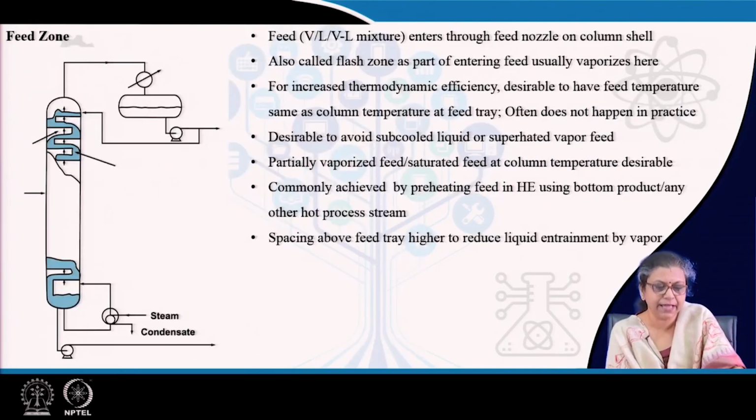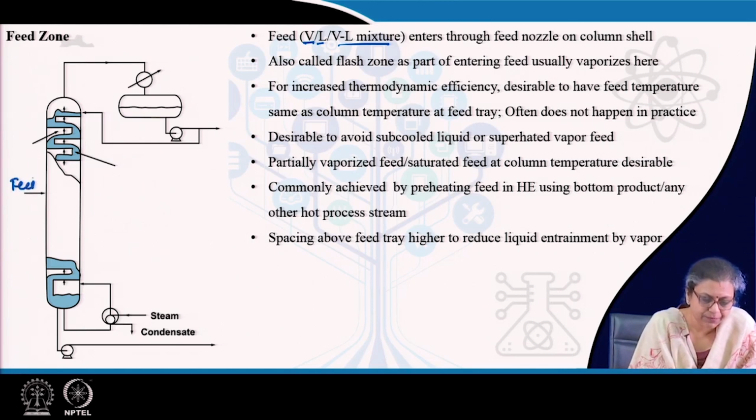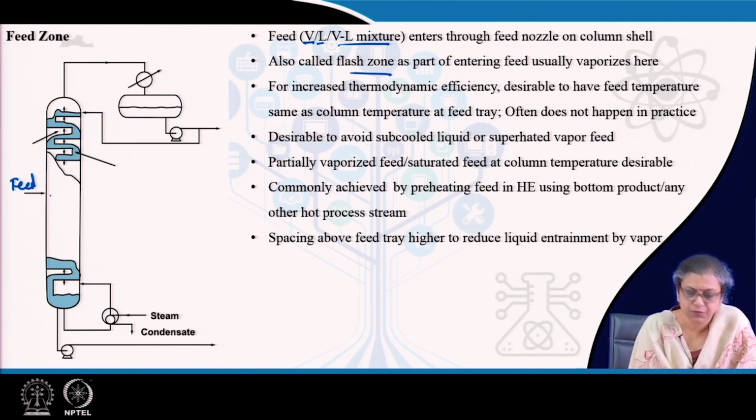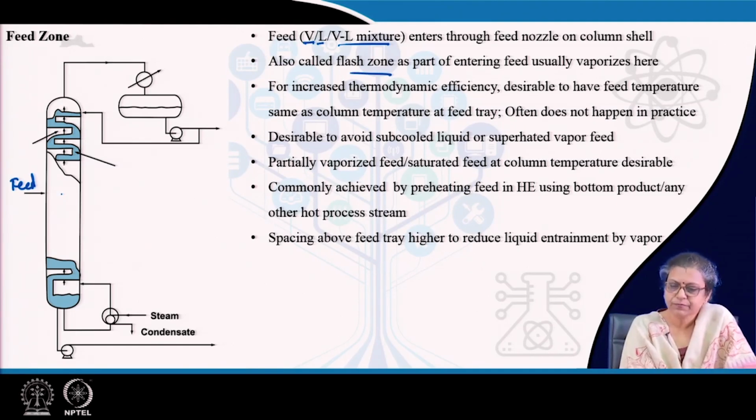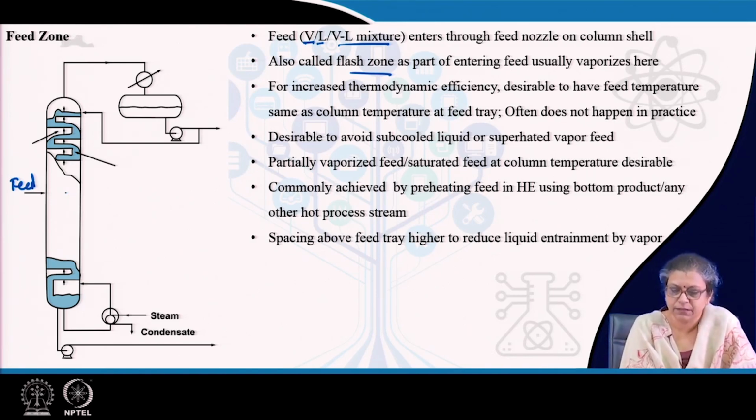Well, after this the next thing which we have is the feed zone. Now, in the feed zone it is important for us to remember that the feed can be either a vapor feed, a liquid feed, or a vapor-liquid mixture as well. This feed enters through a feed nozzle here, and this particular portion is also known as a flash zone, because part of the feed vaporizes here as it enters. Now, for increased thermodynamic efficiency, what do we desire? We would desire that the feed condition be the same as the column condition at the feed plate. Definitely we will desire that, but it is very difficult to have it.